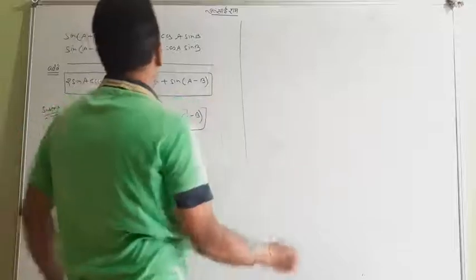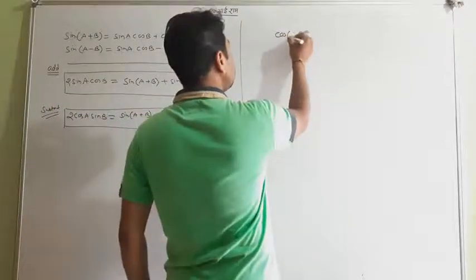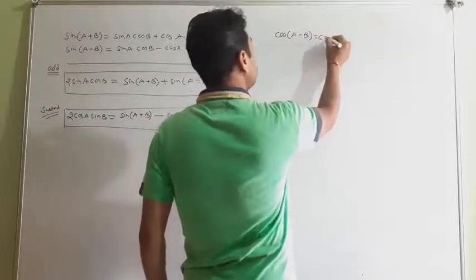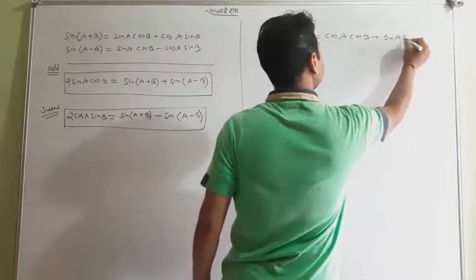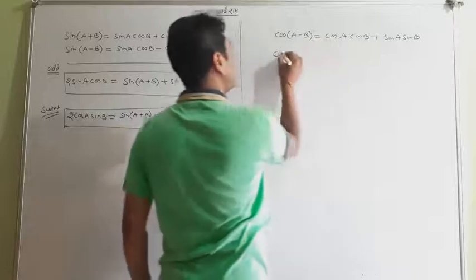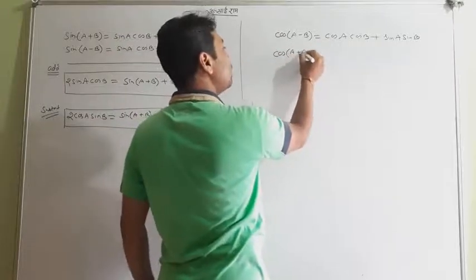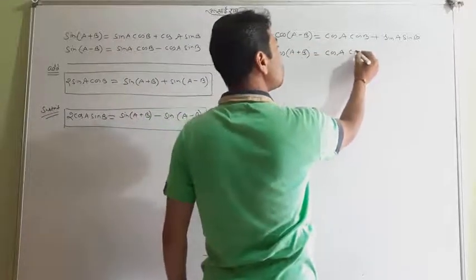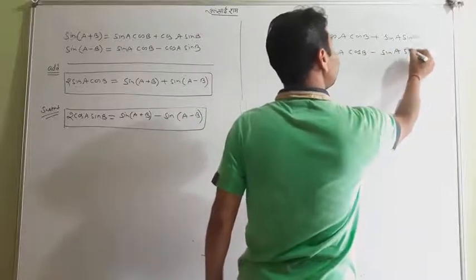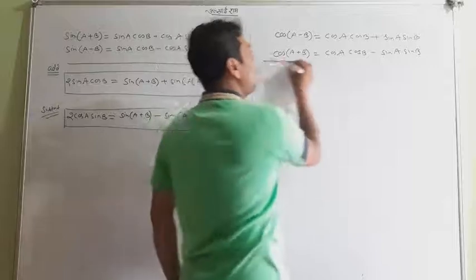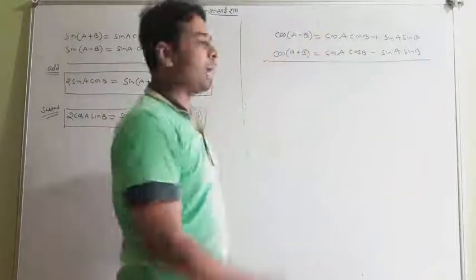Now second, look here. This is the cos A minus B formula, cos A cos B plus sin A sin B. And the second formula is cos A plus B. This is cos A cos B minus sin A sin B. So recently we had seen these formulas. Now I want to treat them by adding.